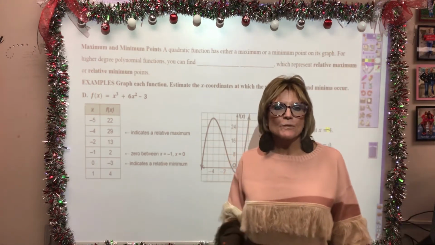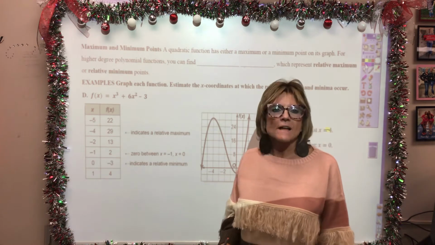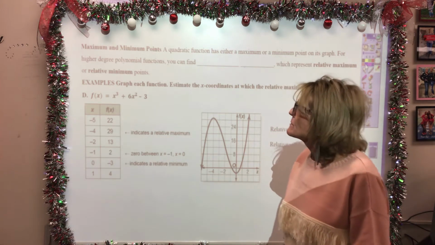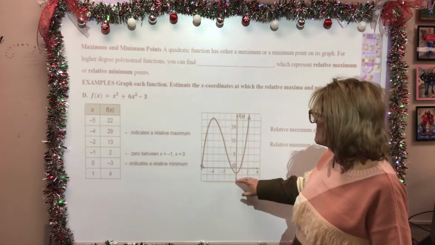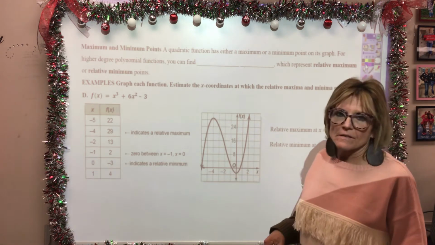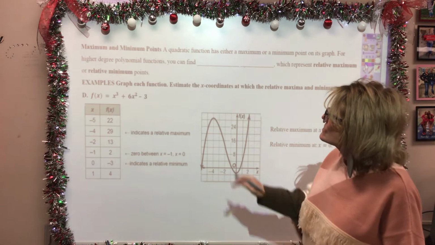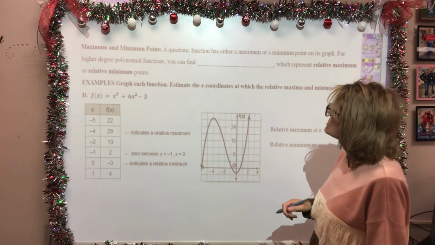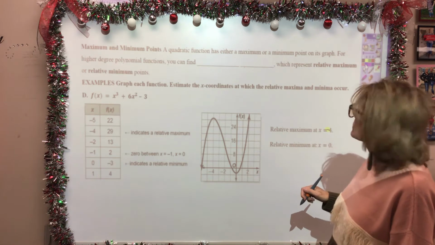Class, today we'll wrap up section 5.4, which is analyzing graphs of polynomial functions. Today what we're going to be looking for are our maximum and minimum points on a quadratic function. So, to start with, maximum and minimum points. A quadratic function has either a maximum or a minimum point on its graph.